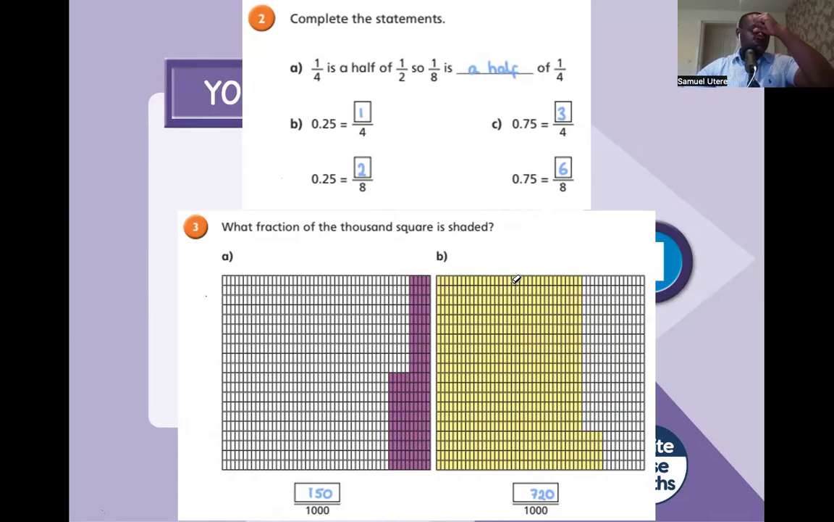Next one, you were asked to write what fraction of the thousand square is shaded. So here, although it's shaded on the other parts, we can see that this is 150. So 150 parts is shaded, and this is 720. Okay, let's move on.